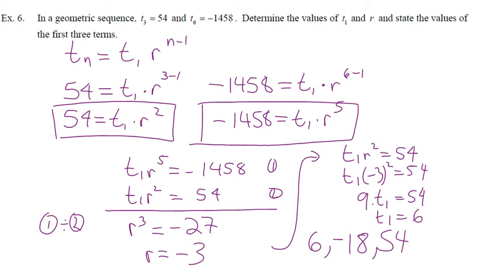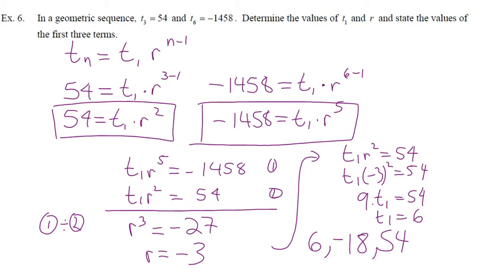Do one last one. Okay, you want the short way? The short way is to say, how do I get from T3 to T6? So I got T3. You multiply it by R, you get T4. Multiply it by R, you get T5. Multiply it by R, you get T6.